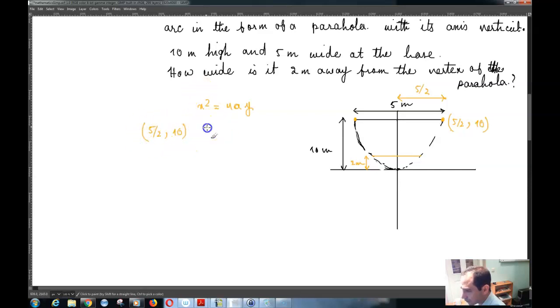So then I can write (5/2) whole squared is equal to 4 times a times 10. Or 25/4 is equal to 40a. Multiply by 4, you will get 25 is equal to 160a, or a is equal to 25 by 160.